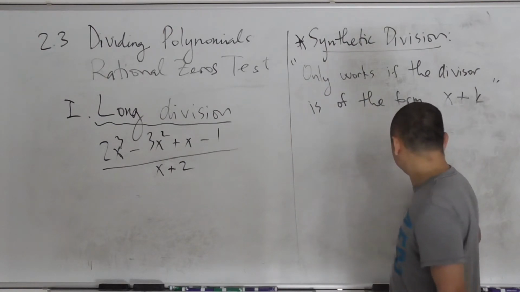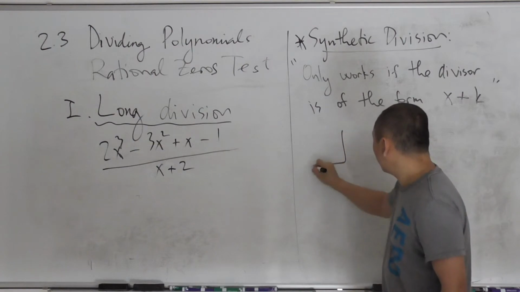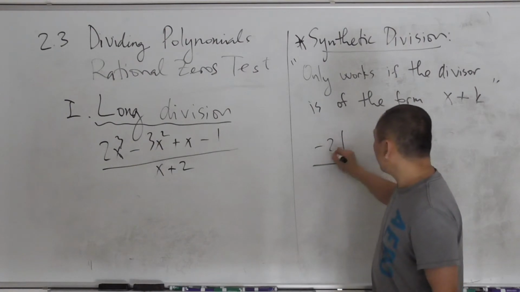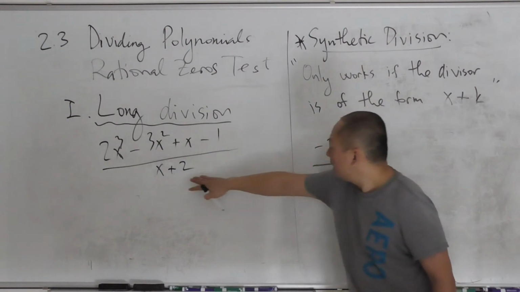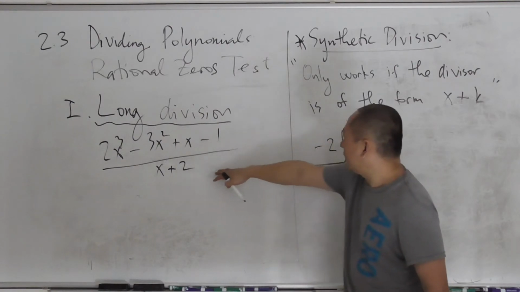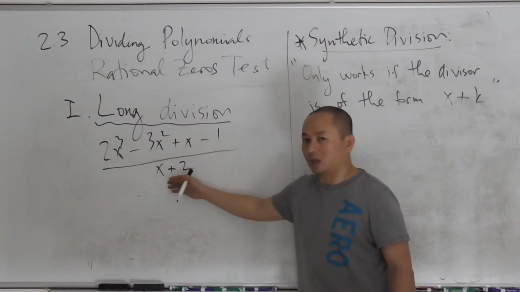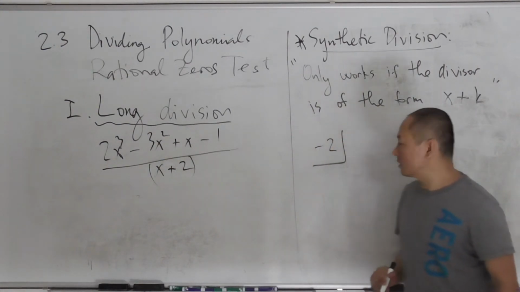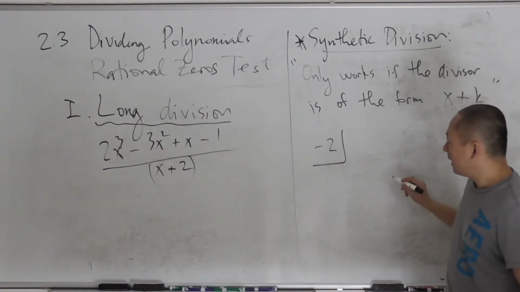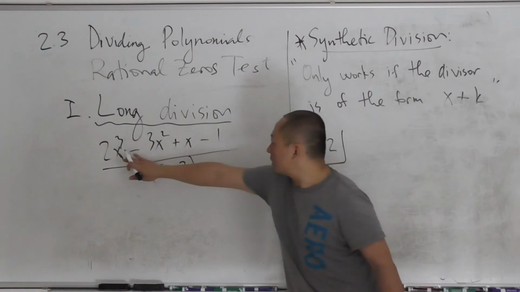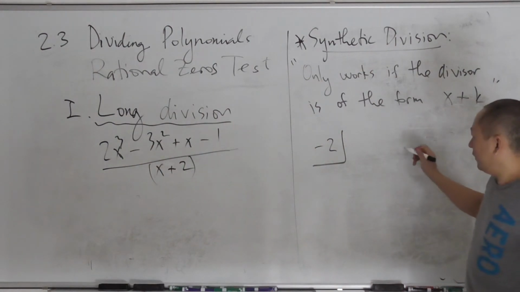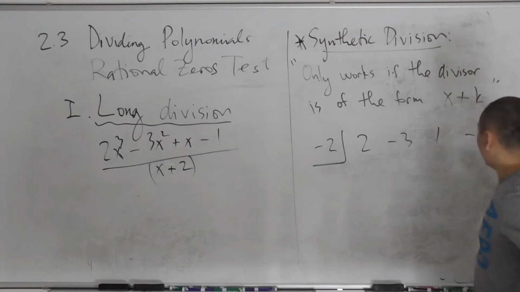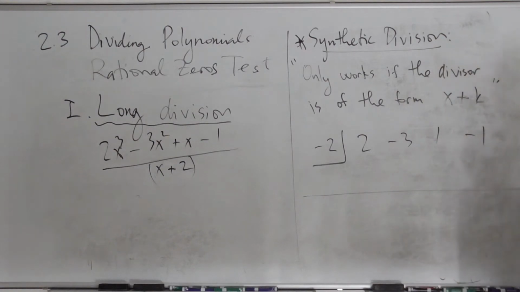All right? We're going to draw it this way. On the left hand side, we're going to put the number -2 right here. And this -2 comes from the zero of the divisor right here. This x plus 2 is the linear factor, right? So the zero of this is -2. In other words, the opposite of that constant, 2. Okay? And then on the right hand side, I'm going to write the coefficients of the dividend. So I got 2, -3, 1, -1.